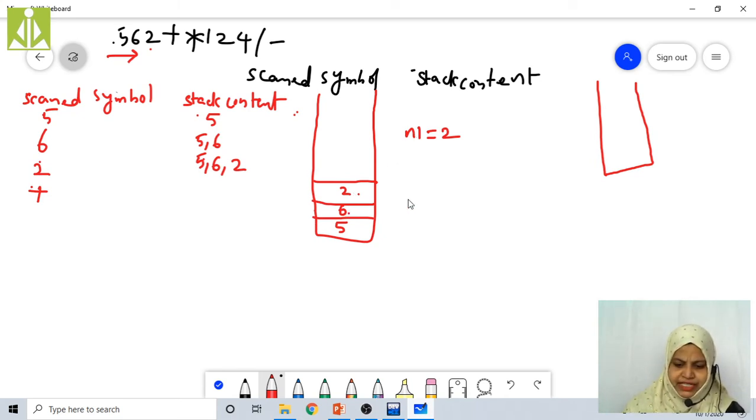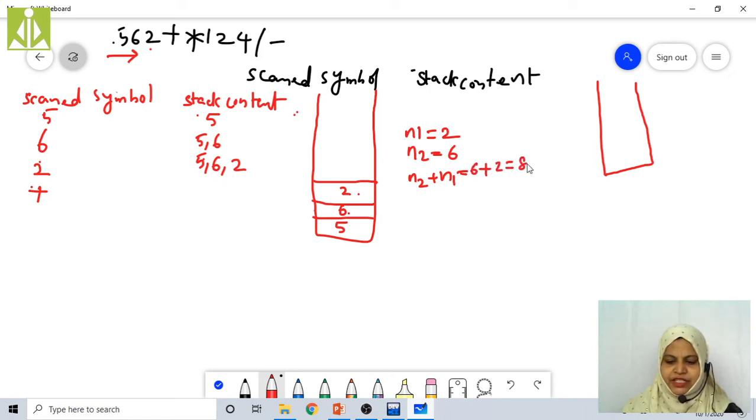N1 is 2. Next is the N2 element. N2 is 6. So next you have to perform the plus operation on N2 plus N1. What is the N2 value? 6. 6 plus 2, that is 8. Here the first deleted element is stored in N1, the next deleted element is stored in N2. So you perform the operation N2 plus N1.